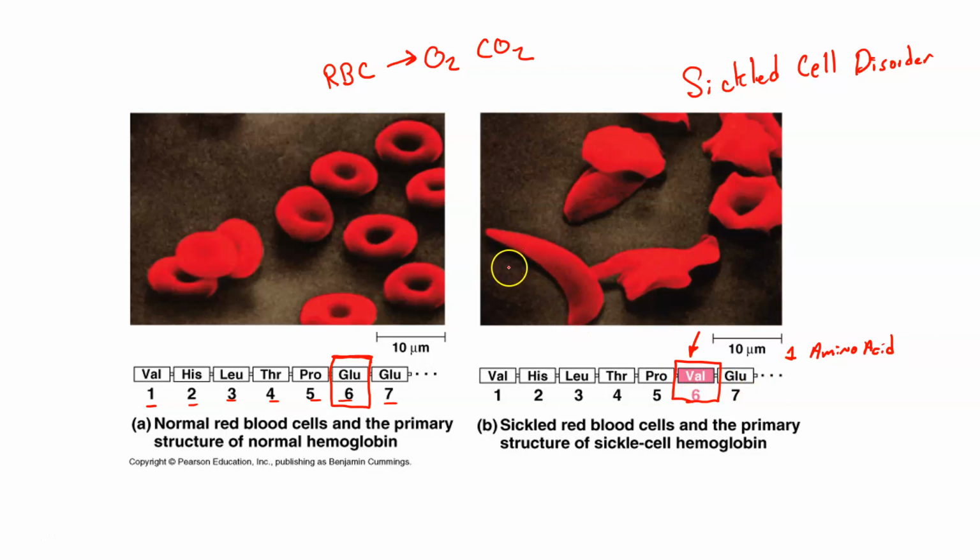And some people have this disorder and they function fine throughout life. They don't have it very severely. But some people get it where it's incredibly severe, where they have a lot of these sickled cells, and so they suffer from a lack of oxygen.